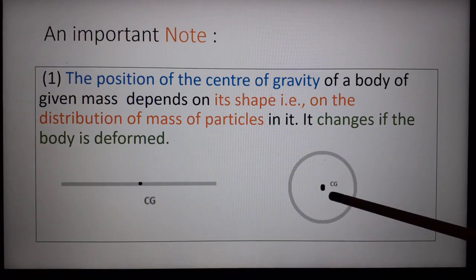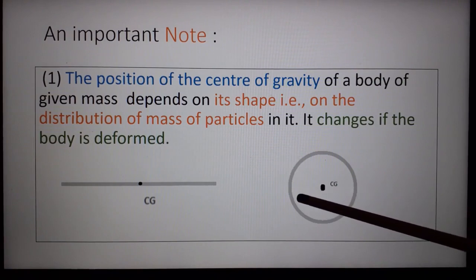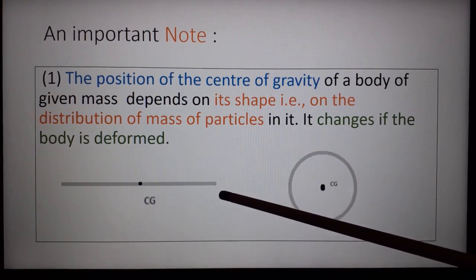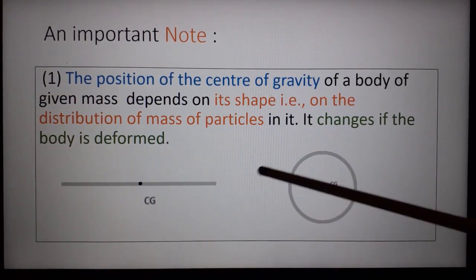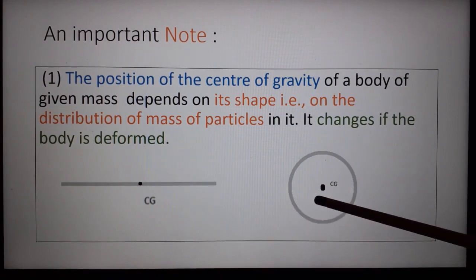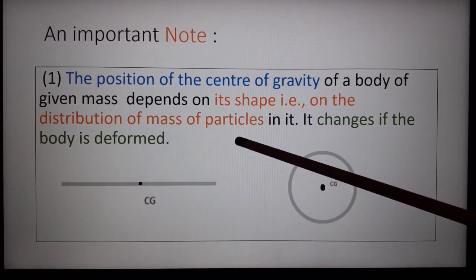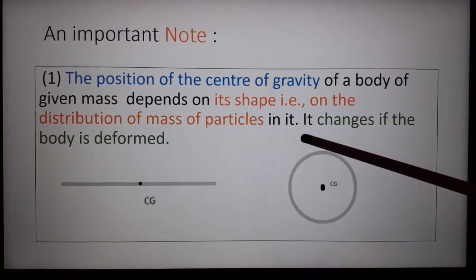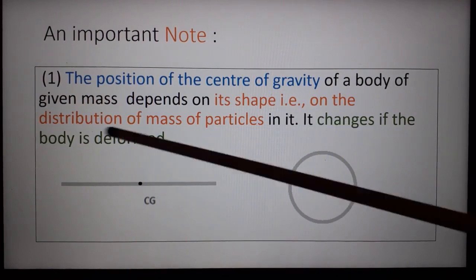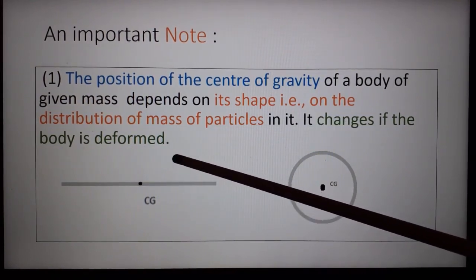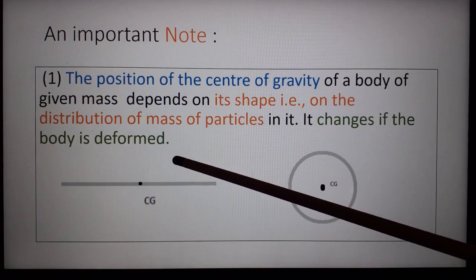Center of gravity position depends on the shape of the object. The same wire converted into a ring, but the position of center of gravity is different. That truly depends on the distribution of mass of particles in it. Clear? And the center of gravity changes if the body is deformed. That is, if you change its shape, definitely its center of gravity will shift.